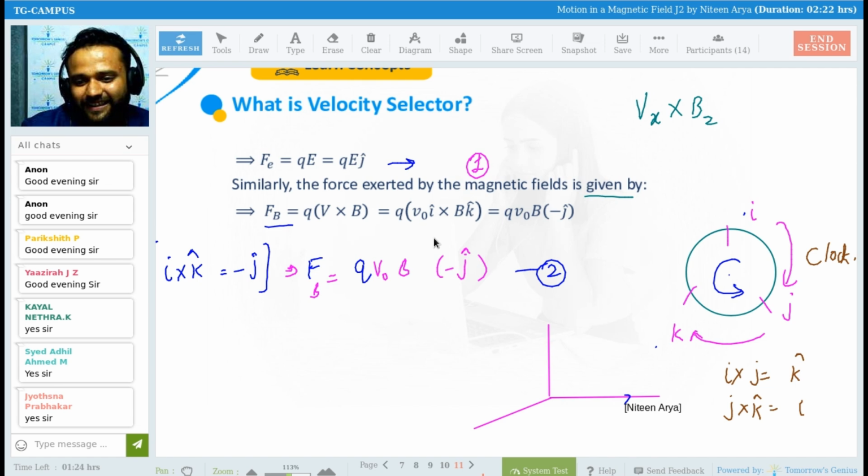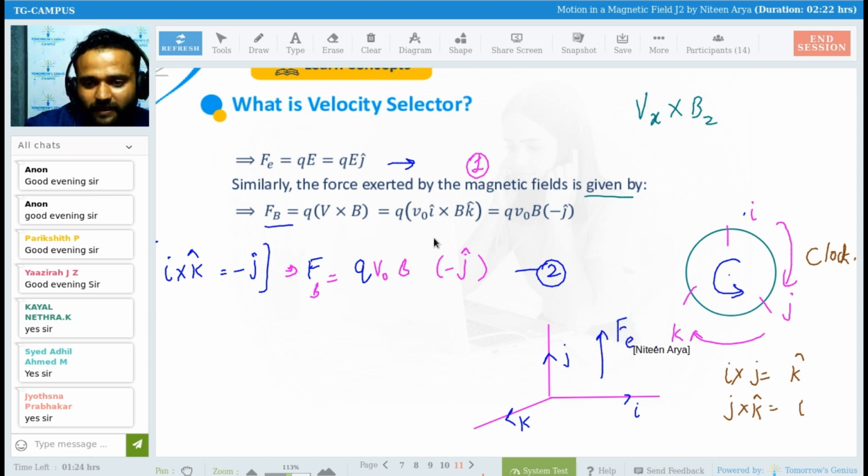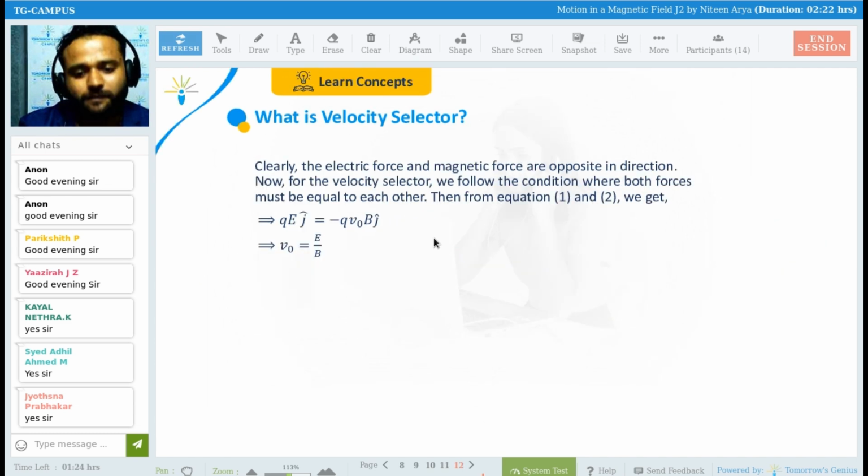So this is your i direction, this is your j direction, this is your k direction. The electric force is in this direction, Fe, and the magnetic force is in this direction, Fb. Okay, I took the same color. Obviously both forces are opposite, so they're going to cancel. The vector sum is going to be the subtraction. Clear?